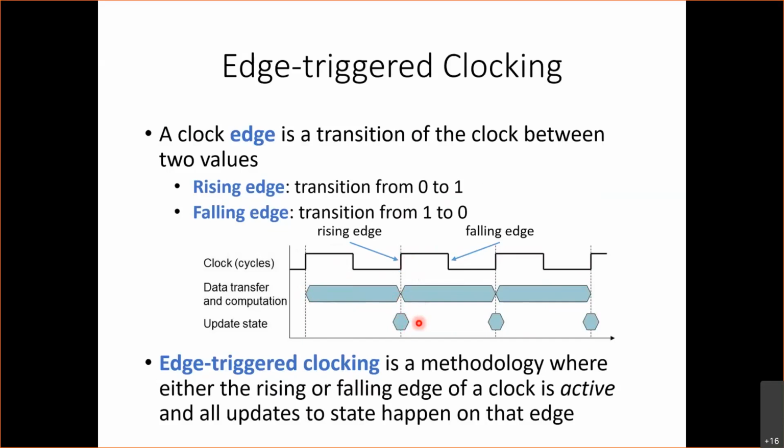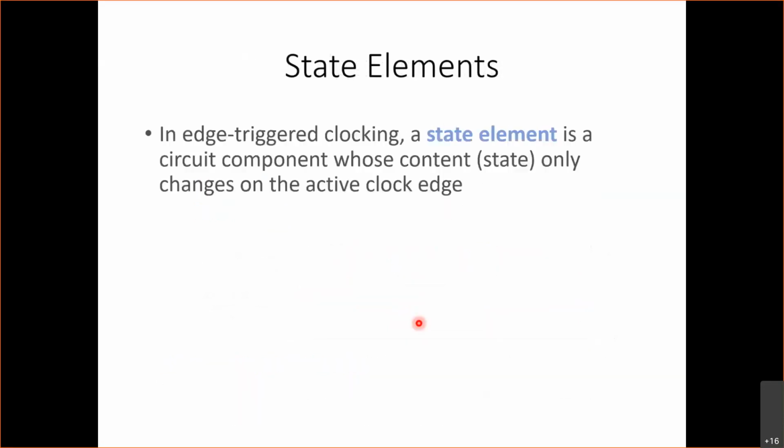All right, so given that we have this edge-triggered clocking methodology, a state element, which is the fundamental building block of sequential logic circuits, is a circuit component whose contents only change on the active edge, okay? So a state element is this logic block where the data, the state that's stored inside the logic block, will only change on the active clock edge.